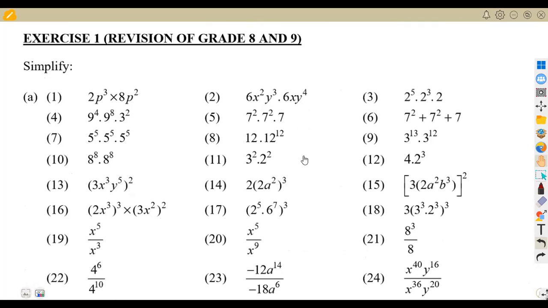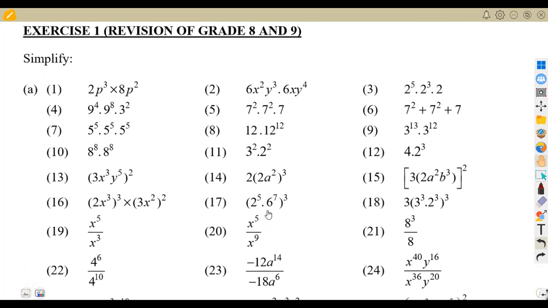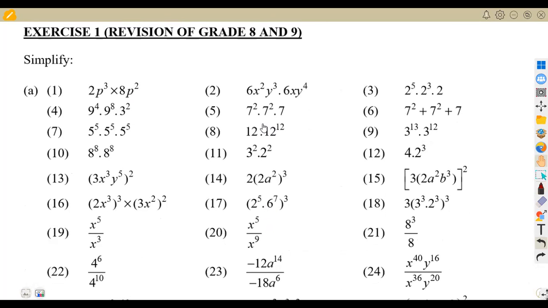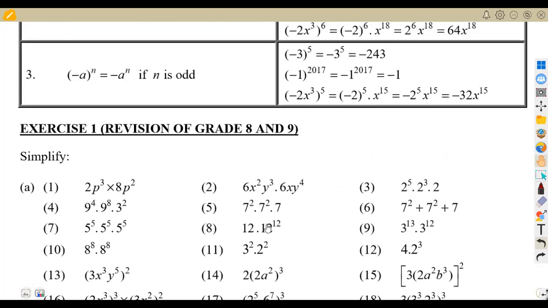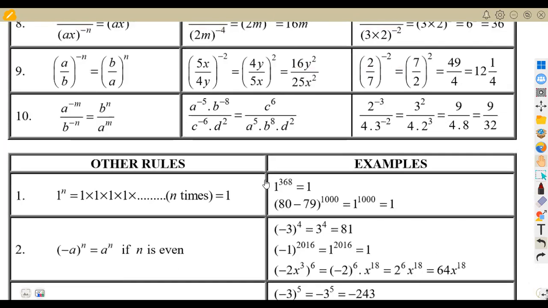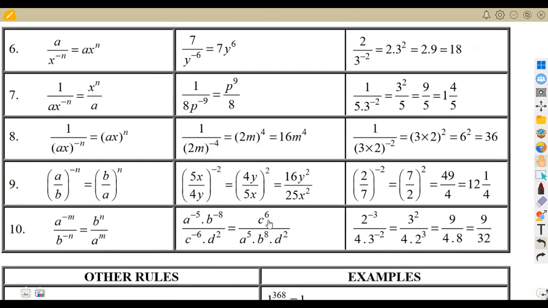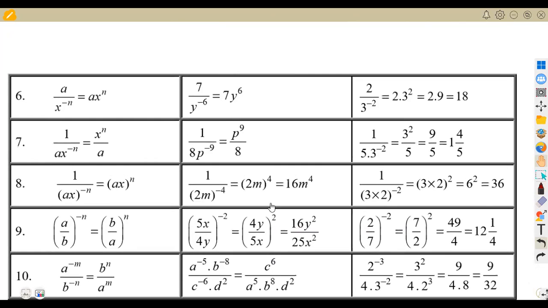Remember we talked about this, so we shall have a revision, which is basic for our grade 8 and 9, which is very, very important for you to start on. All right, so this is for our grade 10, but having a continuation from our grade 9 and 8 laws of exponents.